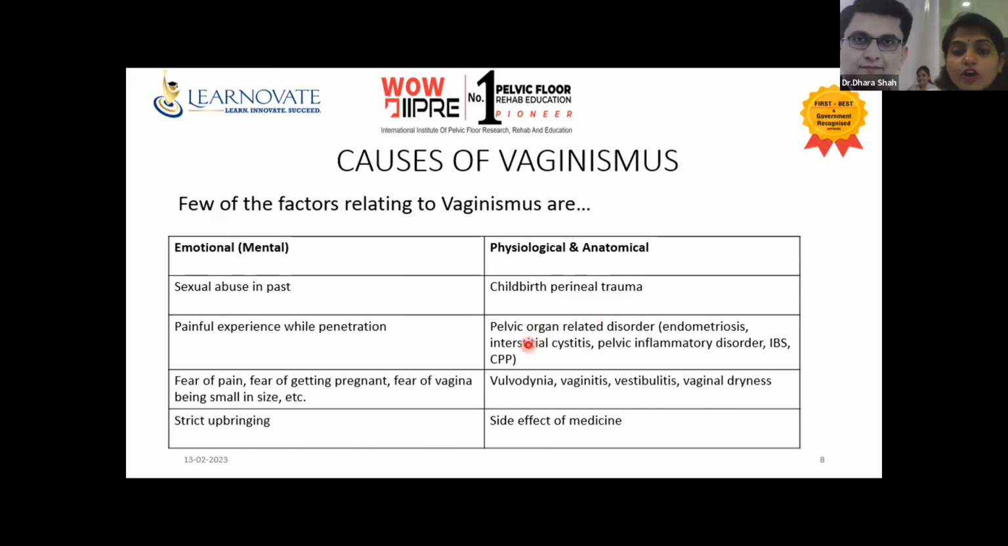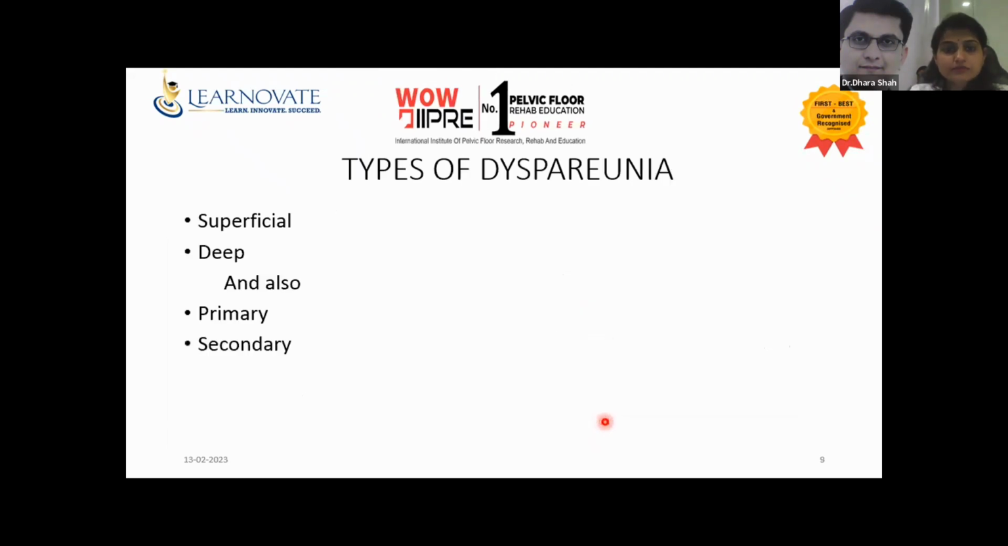Okay, pelvic organ related disorders can be endometriosis, interstitial cystitis, inflammatory disease. All these things can lead to vaginal spasms. Vulvodynia, vaginitis, vestibulitis, vaginal dryness, or even side effects of medicines like cancer drugs, cancer surgeries, or cancer treatments. So post breast cancer treatment or post gynecological treatment, there can be multiple medicinal side effects which can be present.